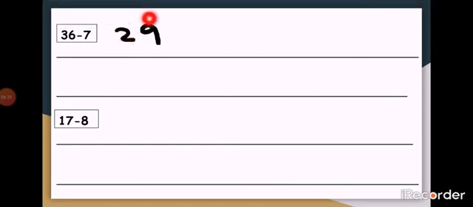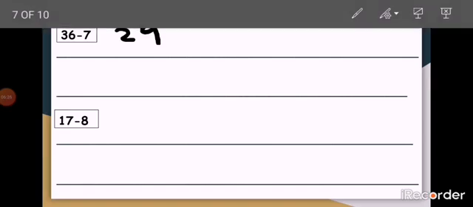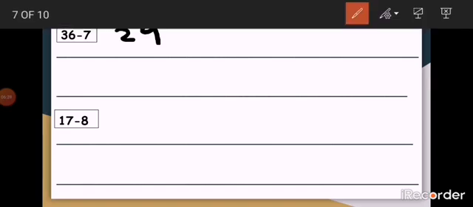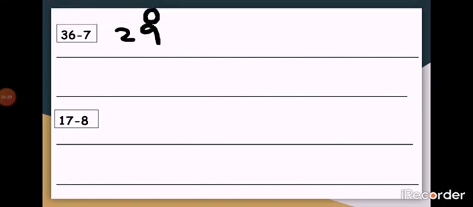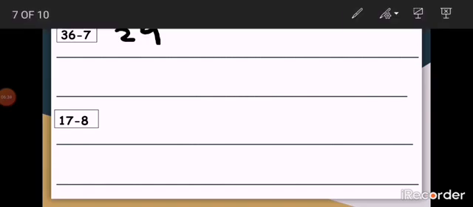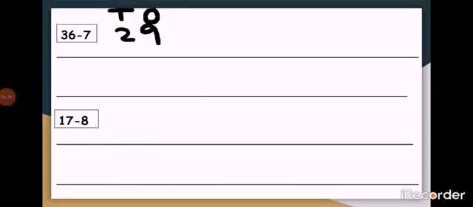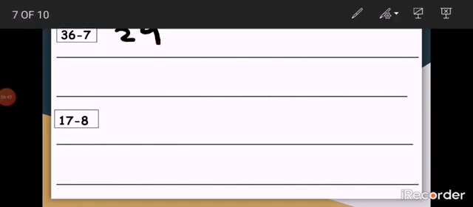Now, the next step is to put the values. The extreme right digit is 9. So I am putting O for ones on 9. And the next digit is 2, and I am putting T for tens on 2. Now in this number, 2 tens and 9 ones. So we get our first calculation, that is 20 plus 9.